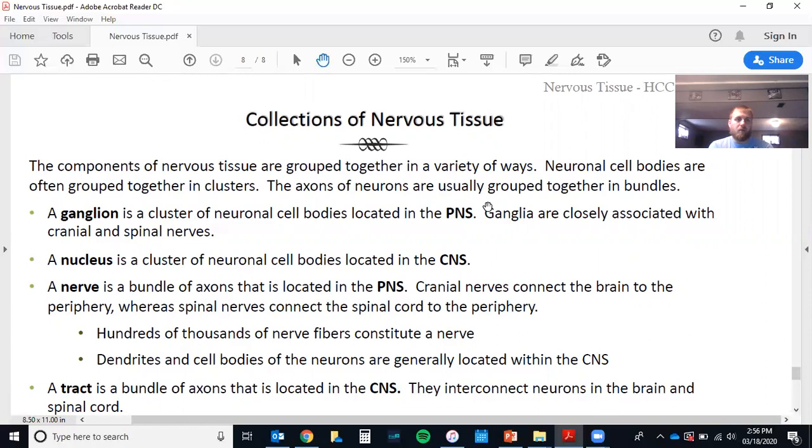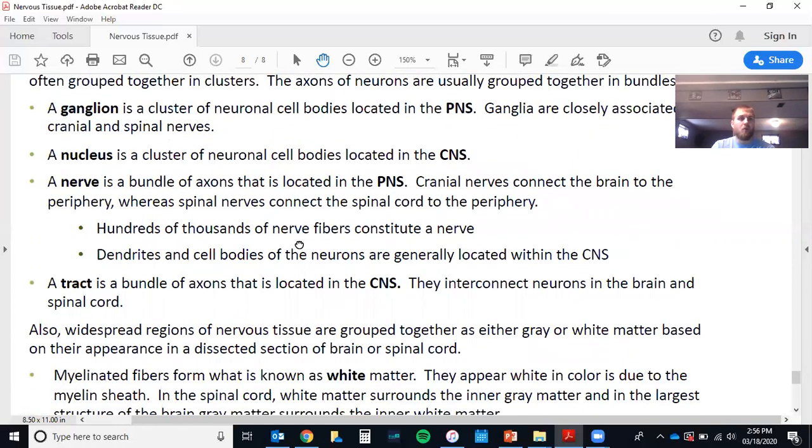Okay, so let's talk about ganglia and nuclei here. Ganglia, plural form of ganglion, is a cluster of neuronal cell bodies located in the peripheral nervous system, and as we've mentioned several times, closely associated with cranial and spinal nerves. Nuclei is the plural form of nucleus, a cluster of neuronal cell bodies in the central nervous system. We talk about nuclei especially when we talk about the brain. Nerves, like cranial and spinal nerves, are bundles of axons, specifically found in the PNS. Okay, and as I've talked about, cranial and spinal nerves are associated with the brain and the spinal cord, respectively.